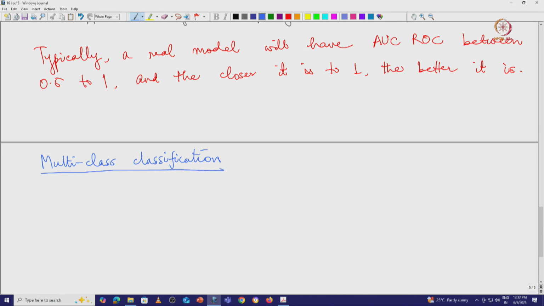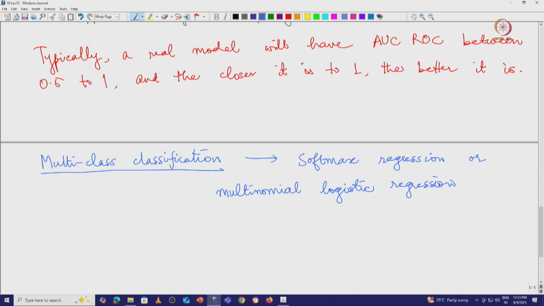Right, and the way in which we are going to do this is called softmax regression or multinomial logistic regression. Just like binary classification was done with simple logistic regression, now we are going to discuss multi-class classification, which is achieved via multinomial logistic regression or softmax regression.